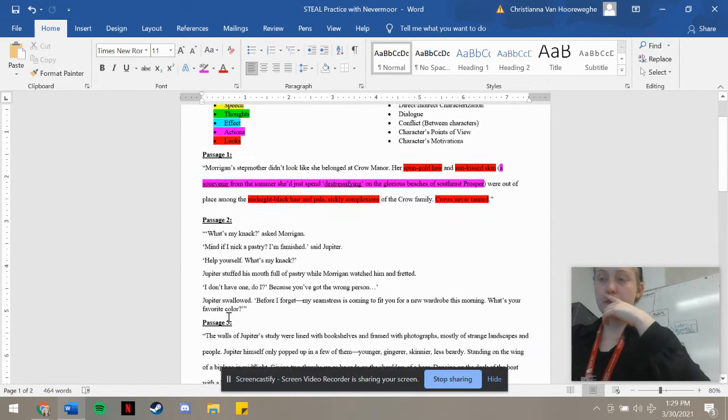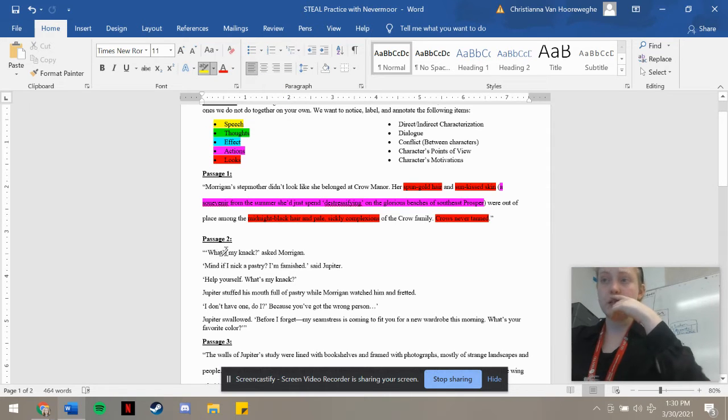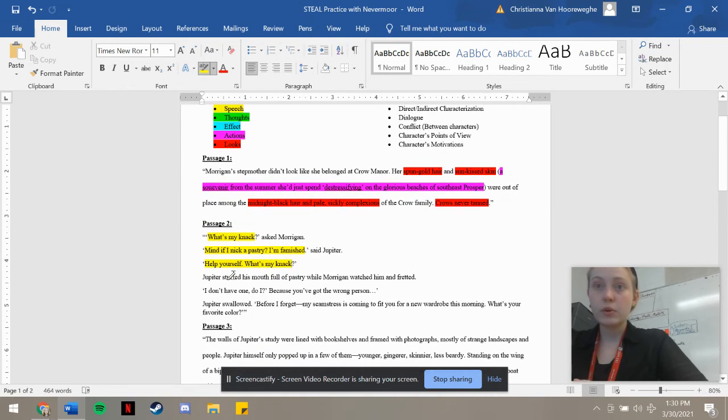Let's look at another example. In this one, right off the bat, I see double quotation marks. This indicates that someone is speaking, so I'm going to highlight this yellow. We see some speech here. "What's my knack?" asked Morgan. "Mind if I nick a pastry? I'm famished," said Jupiter. Some more speech, so I'm going to highlight that yellow. "Help yourself. What's my knack?" They continue speaking. Some more yellow.